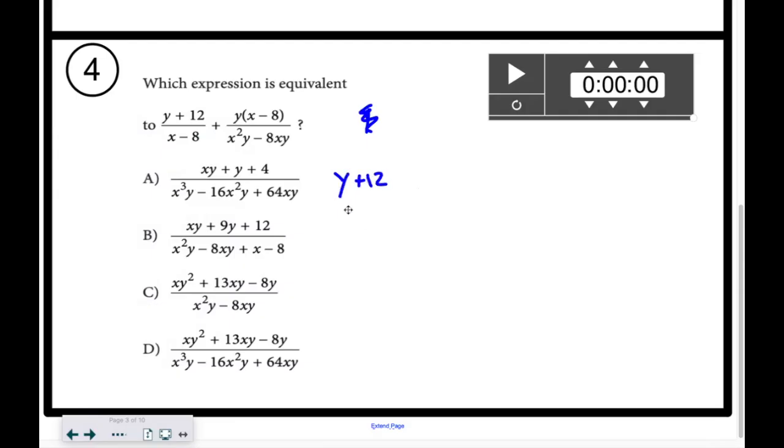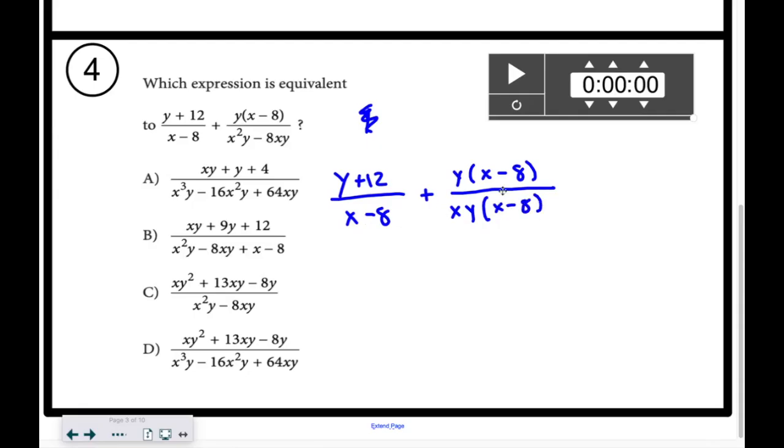All right, so let me write this. The way that you want to add fractions in general is you want a common denominator. And the way you can see how to get a common denominator is to make sure everything's factored. I'm going to factor an xy out of this. And if I take an xy out of this, I'm going to be left with an x minus 8.